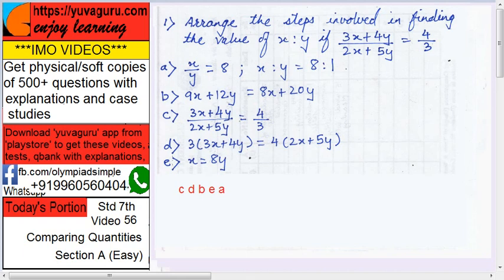Now last is what? x upon y. We have to find out x upon y. So y on this side, so x upon y equals 8 upon nothing, meaning 1. So x is to y equals 8 is to 1. This is the required answer. C, D, B.